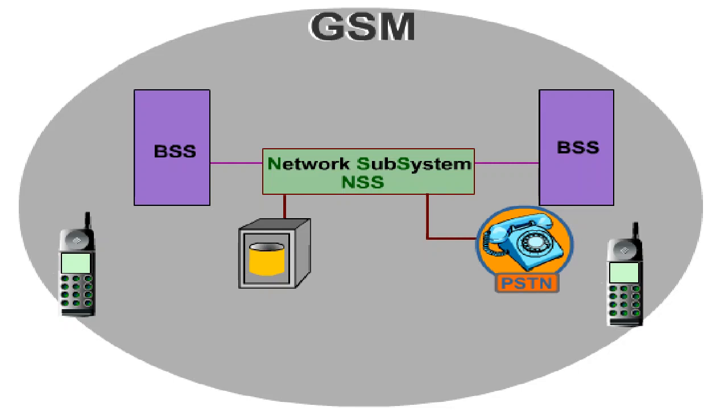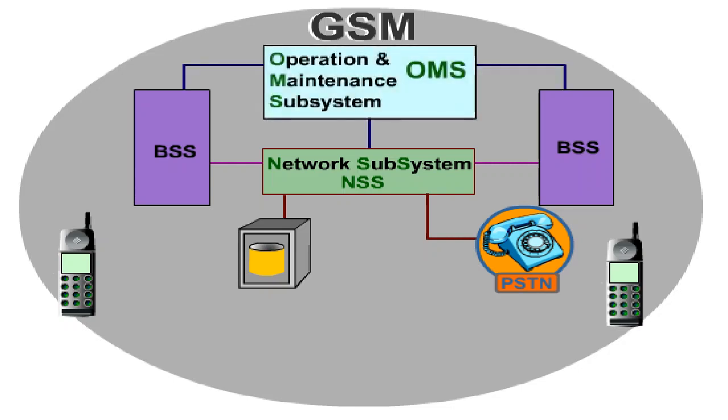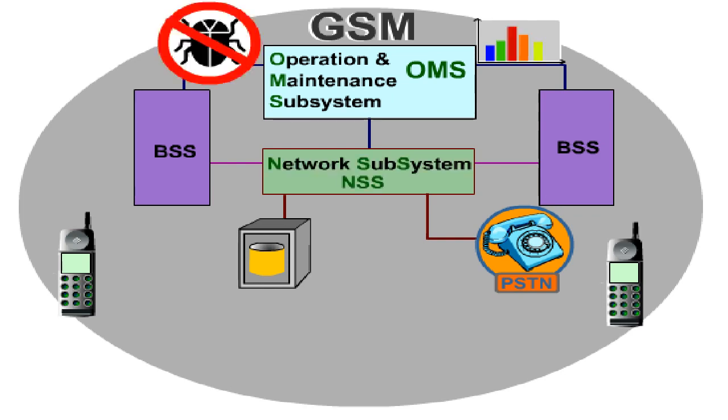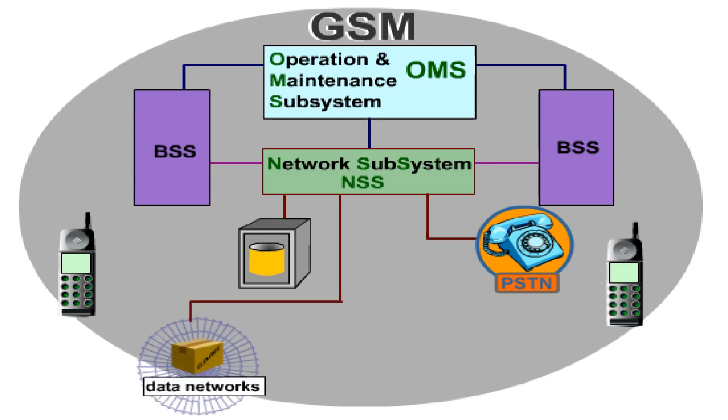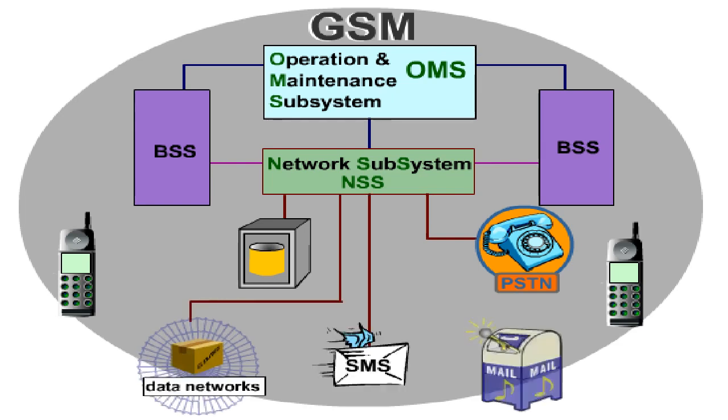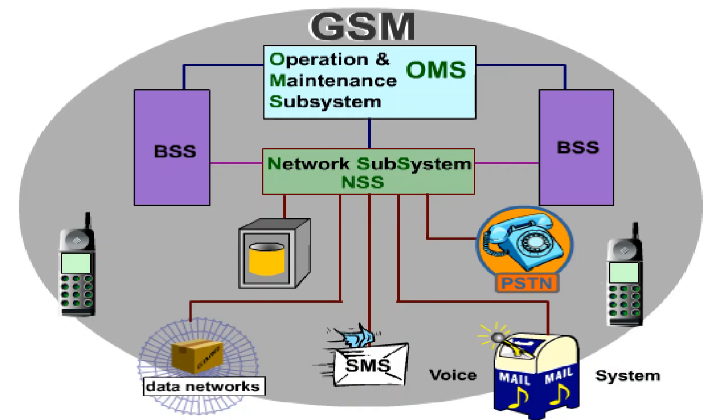The operation and maintenance subsystem, OMS, monitors BSS and NSS performance and remotely debugs occurring faults in the network elements. Additional components such as interface elements to data networks, the short message service center, or the voicemail system complete the GSM system architecture.